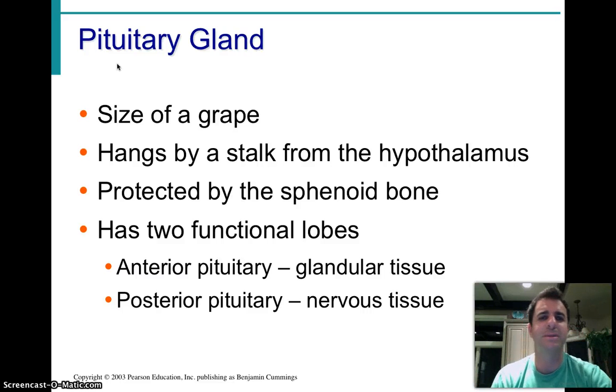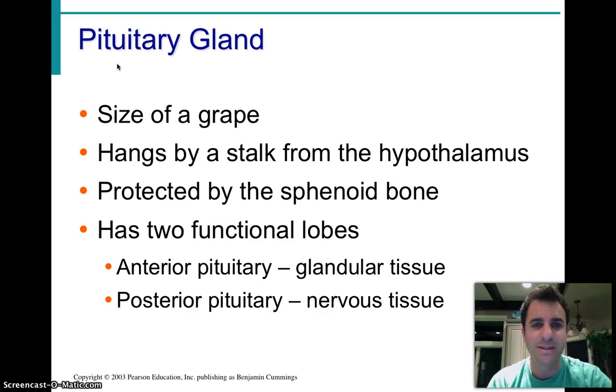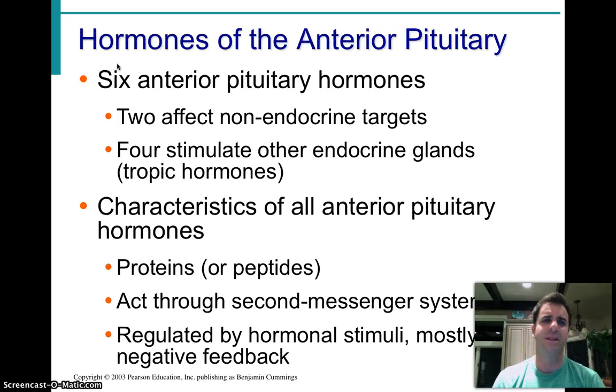It hangs from the stalk from the hypothalamus, protected by the sphenoid bone. That's the crazy Star Wars-like spaceship that sits right in the middle of your face. And there's two functional lobes, anterior and posterior. Posterior is actually neural tissue, anterior is glandular tissue. Let's look at how they work.